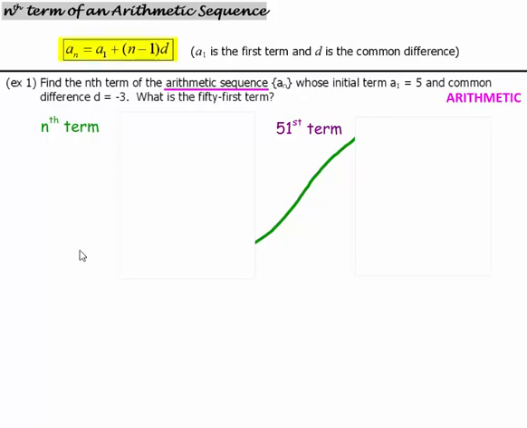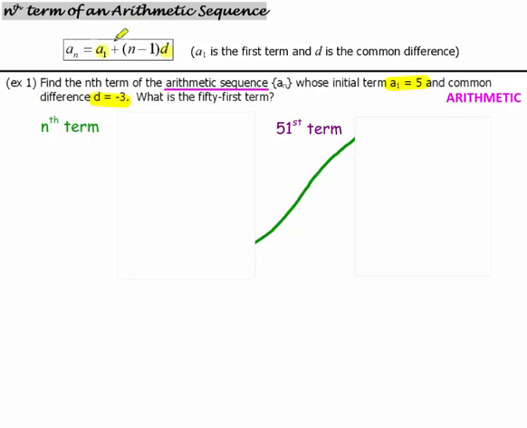All right, so in this question, it's asking two different questions. It's saying, find the 51st term and find the nth term. Okay, so the nth term is just going to be the equation, and the 51st we're going to plug in. So we have an initial term, a1 is 5, and we have a common difference d. So we've got this, and we've got this.